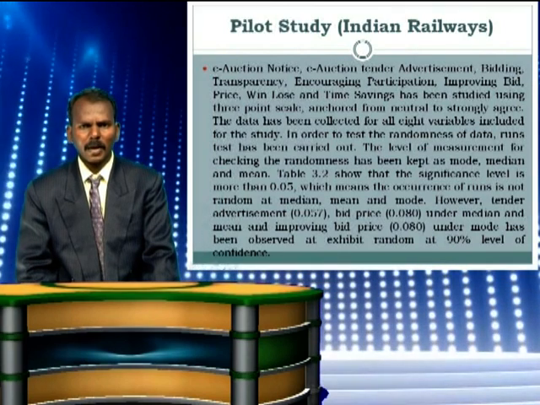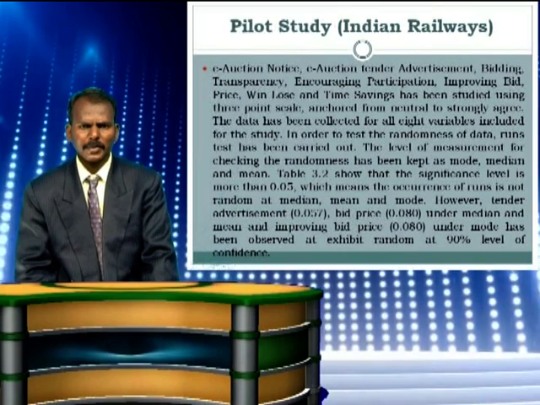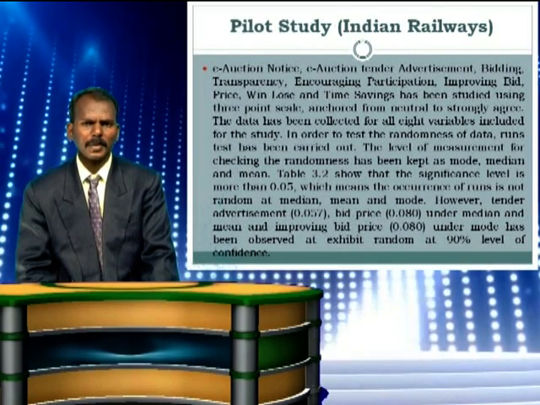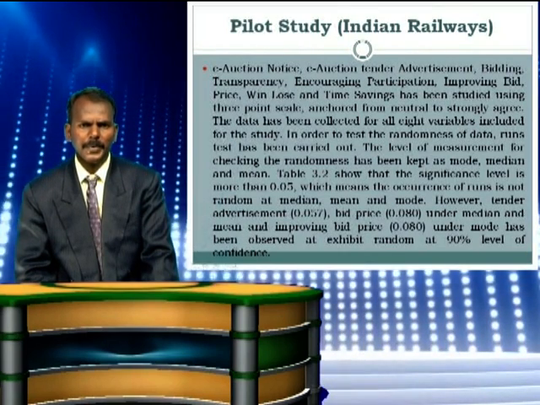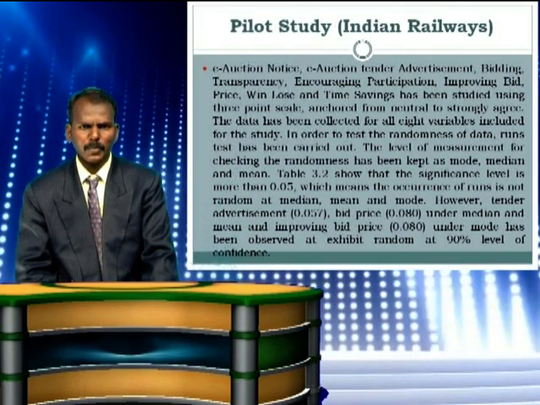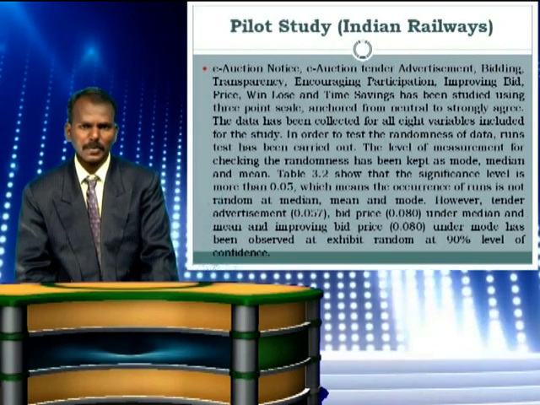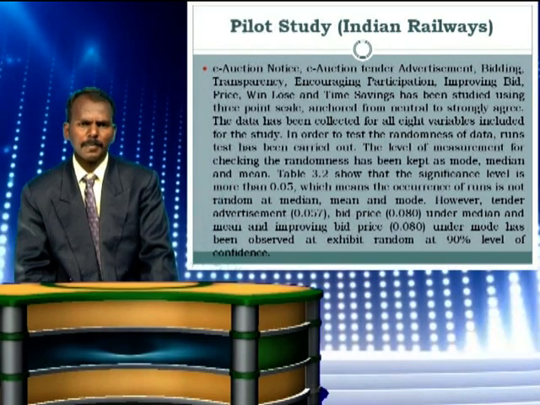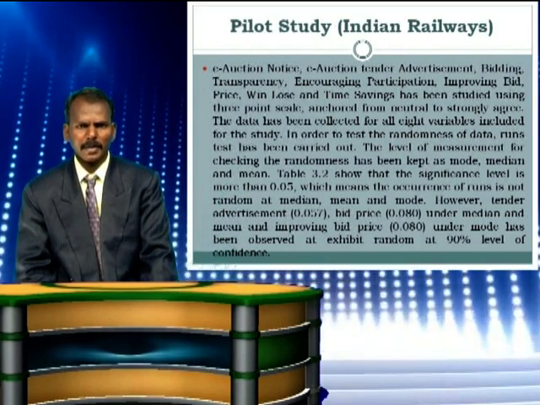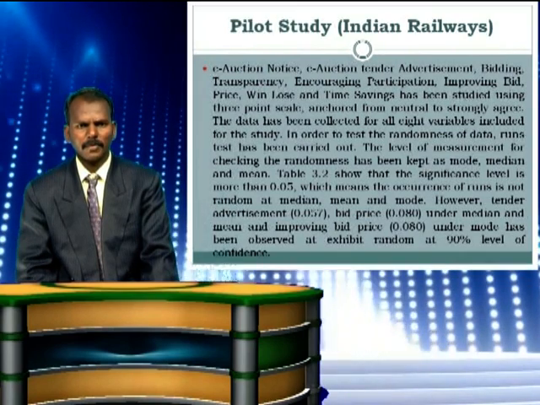Mean and mode, however, show under advertisement 0.057 and bid price 0.080. Under median and mean, and improving bid prices 0.080, under mode, randomness has been observed at the 90% level of confidence.